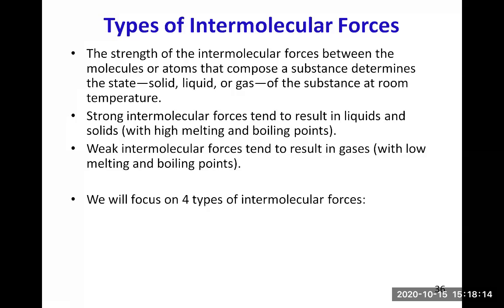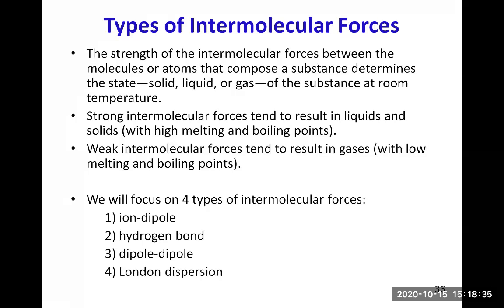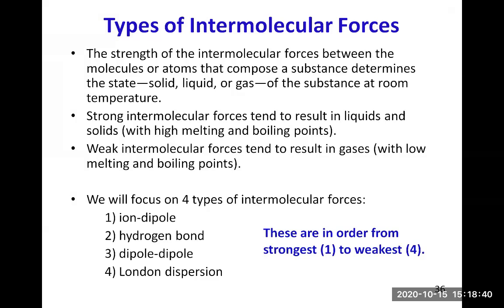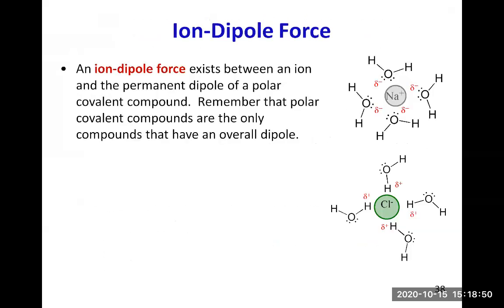And so there are four types of intermolecular attractive forces, and we'll focus on those four types in order from the strongest to the weakest. The strongest is the ion-dipole attraction, then hydrogen bonding, then dipole-dipole interactions, and the London dispersion forces. So in order, the strongest is the ion-dipole, then hydrogen bonding, then dipole-dipole, and the weakest will be the London dispersion forces. So we'll start with the ion-dipole force.